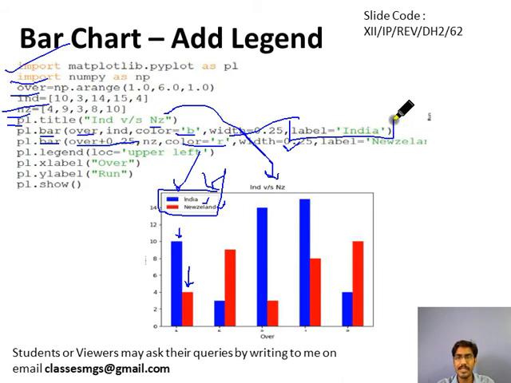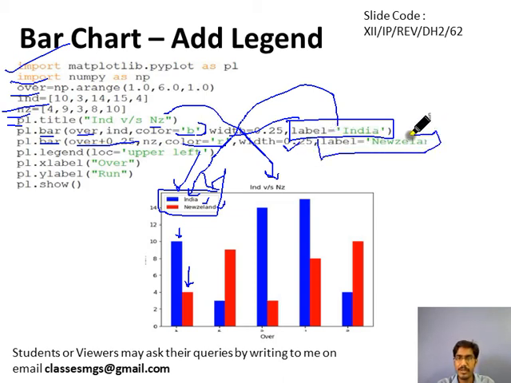If you want to add the legend, then you have to pass the label. This particular label will be displayed in the legend like this. Here, for India, India would be displayed in the blue color, and for this other bar we are passing the label equal to New Zealand, so it will be displayed in the red color here. And we need to set the location of the legend.